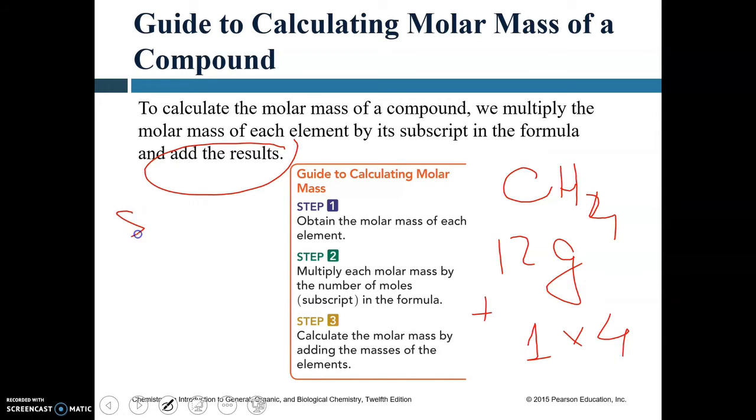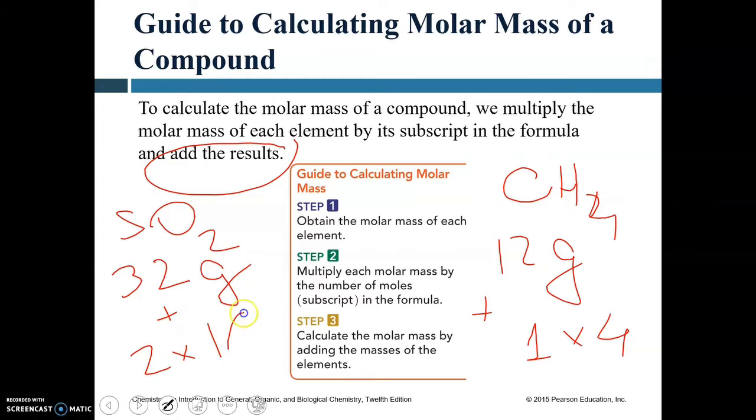If you want to calculate the molar mass of sulfur dioxide, you need to take the molar mass of sulfur, which is 32 grams, and add the molar mass of oxygen multiplied by 2.